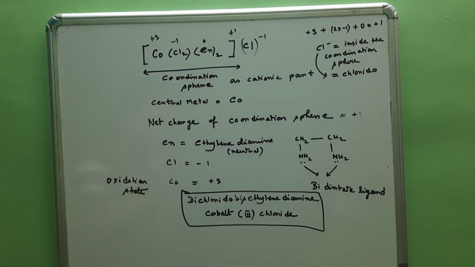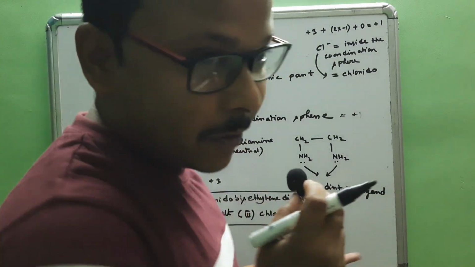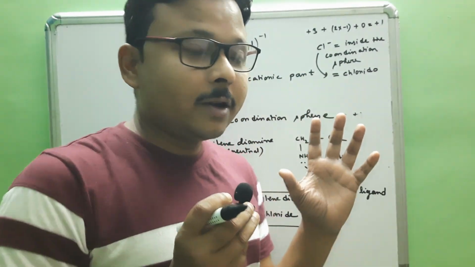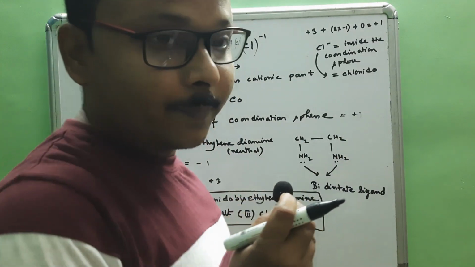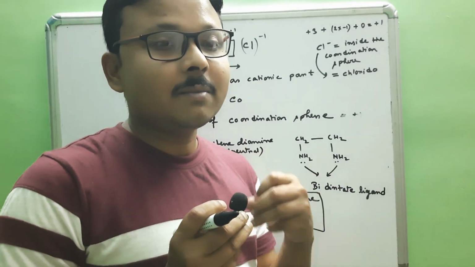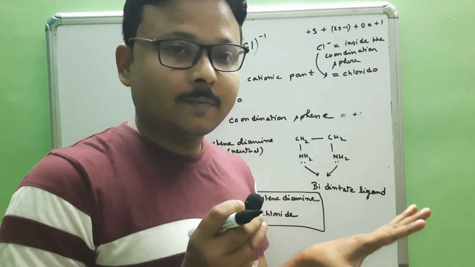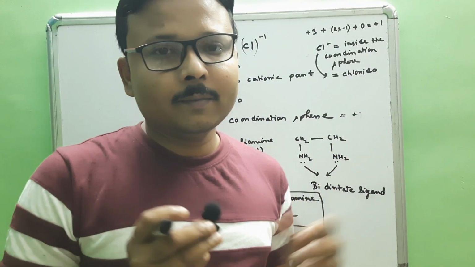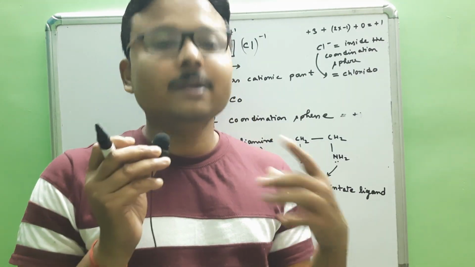Okay, my dear student, in this class you have seen how the IUPAC nomenclature of a coordination compound is written. In our next class we will see some more typical examples on this.